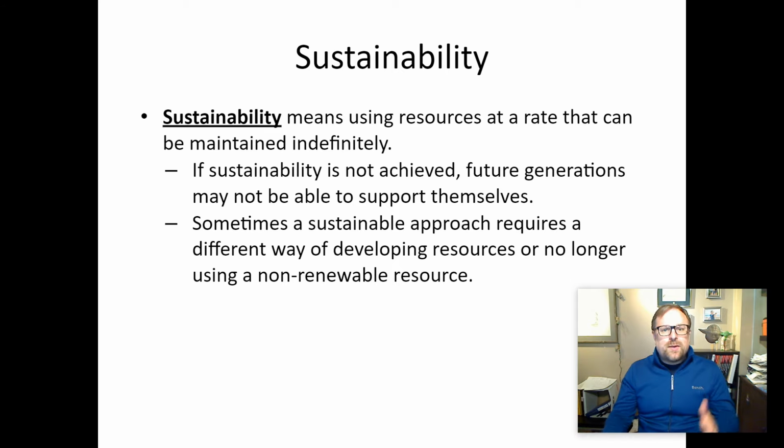And we need to consider what's happening today, what's happened in the past, but also what's going to happen in the future, hopefully a lot further down the road than just a 4-year election cycle. Sometimes a sustainable approach requires a different way of developing resources, or no longer using a non-renewable resource. And that is where our world is shifting right now. We're realizing the impacts of burning fossil fuels on our climate, and the world is starting to shift away from the burning of fossil fuels. Cars are becoming more efficient.